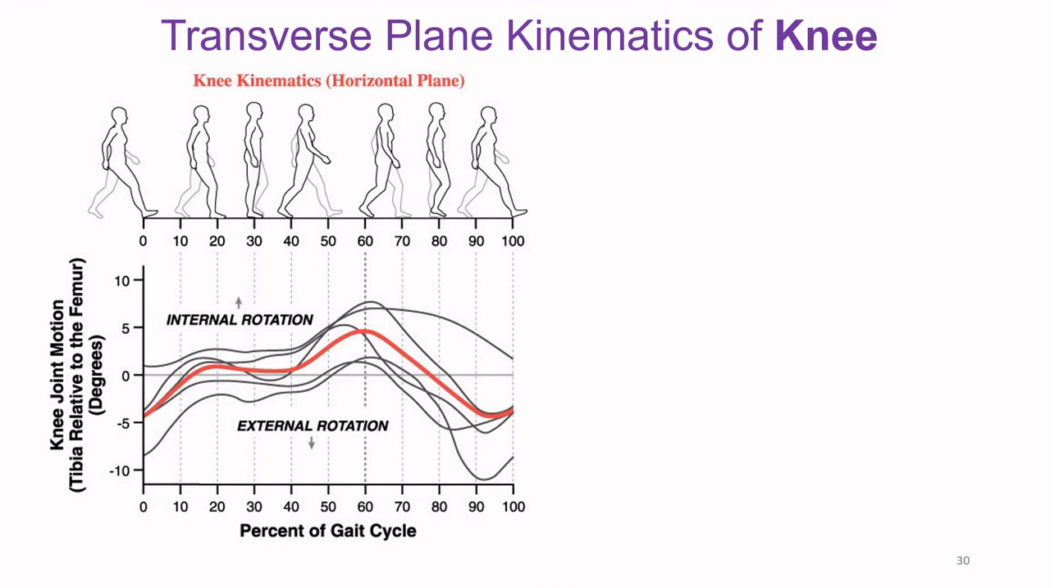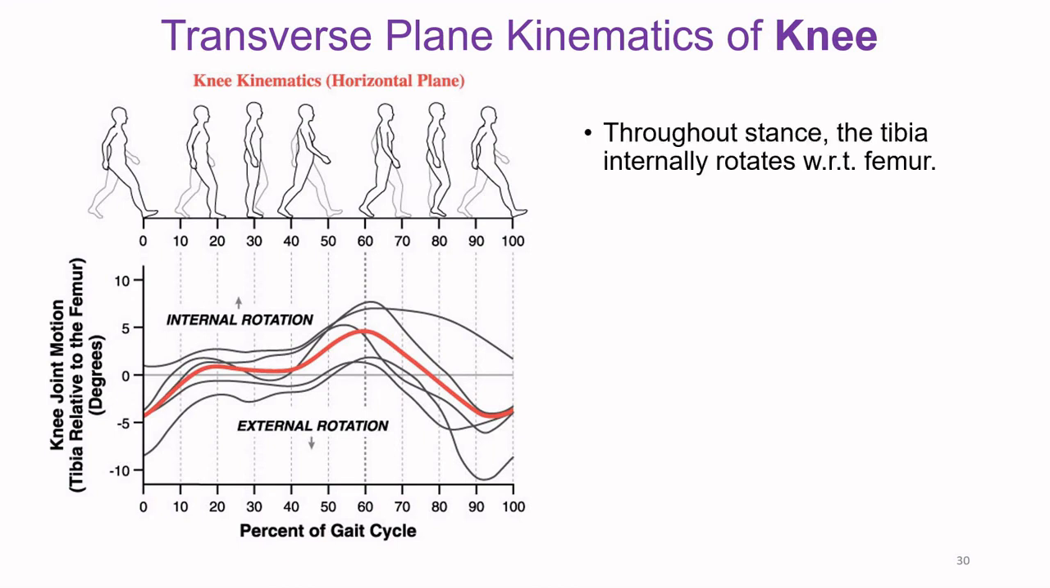Now let's look at the knee. The knee is a condyloid joint connecting the femur and the tibia. Here we see that this joint allows for around 10 degrees of rotation during gait. The external rotation that we observe is related to circumduction, that is, for getting the swing limb around the stance limb. Throughout stance, the tibia initially rotates with respect to the femur.